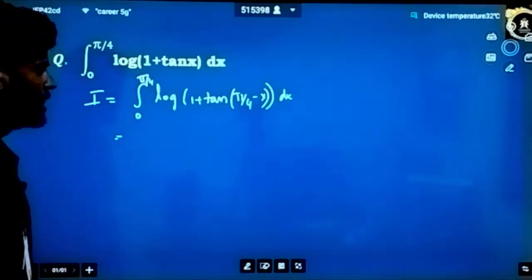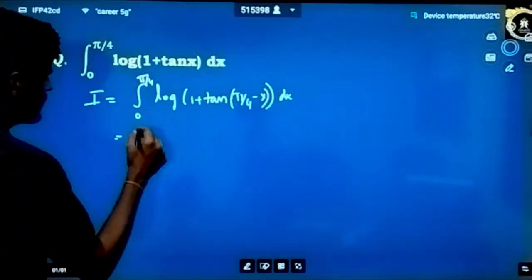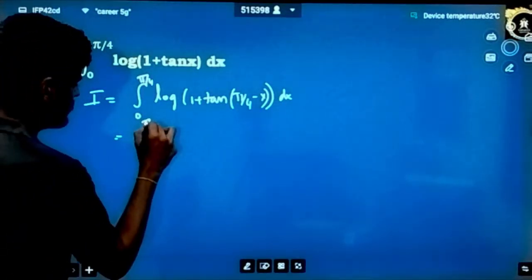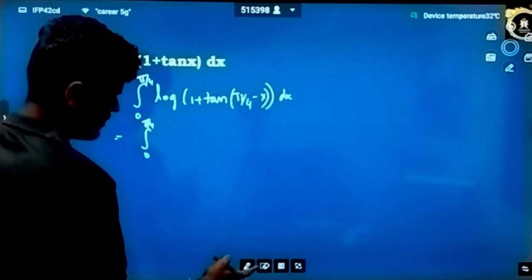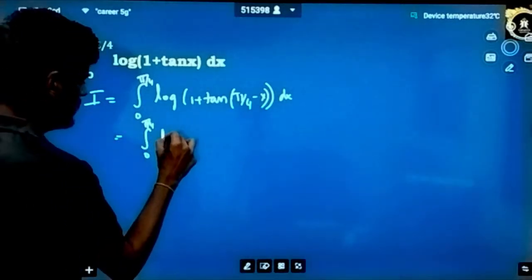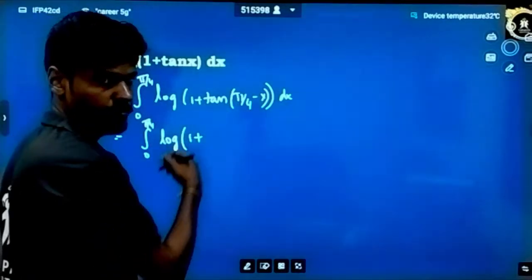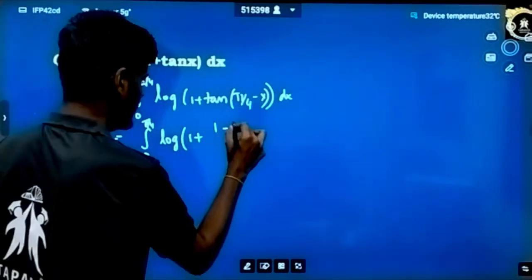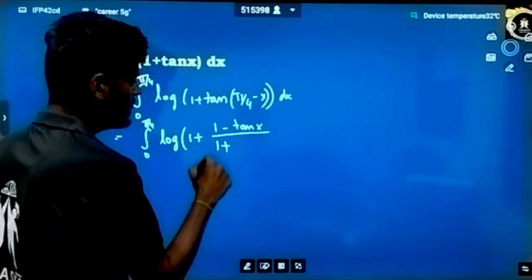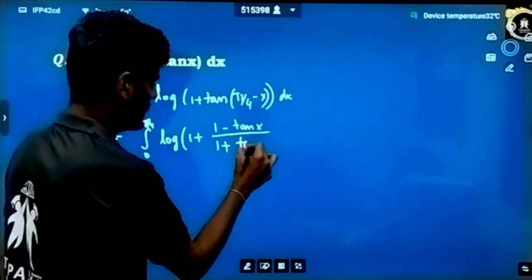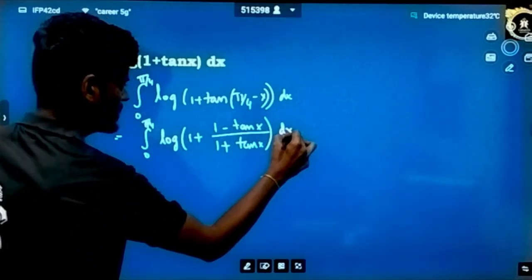Now just apply the property tan of a minus b is equal to tan a minus tan b divided by 1 plus tan a tan b. That means we will get integral between 0 to pi by 4 log of 1 plus, this is tan pi by 4 minus tan x, tan pi by 4 is 1, minus tan x divided by 1 plus tan pi by 4, that is 1 into tan x. Okay, sir. Now just cross multiply into dx.